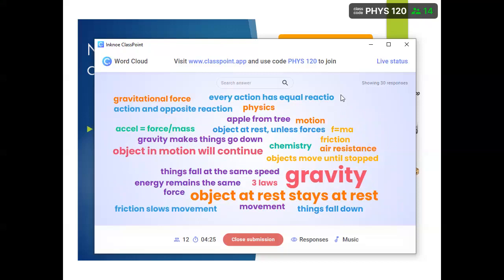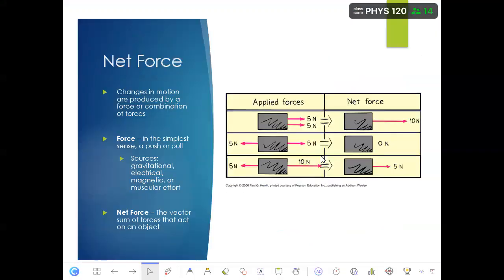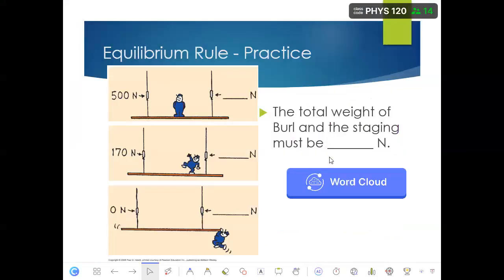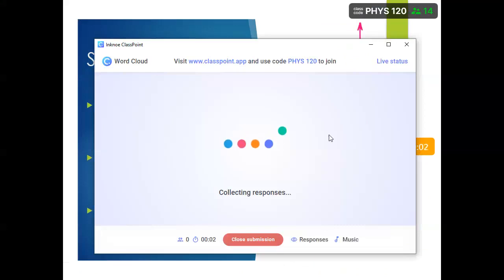Let's move to the next one. Let me just close submission. Thank you. Okay, let me just go here.